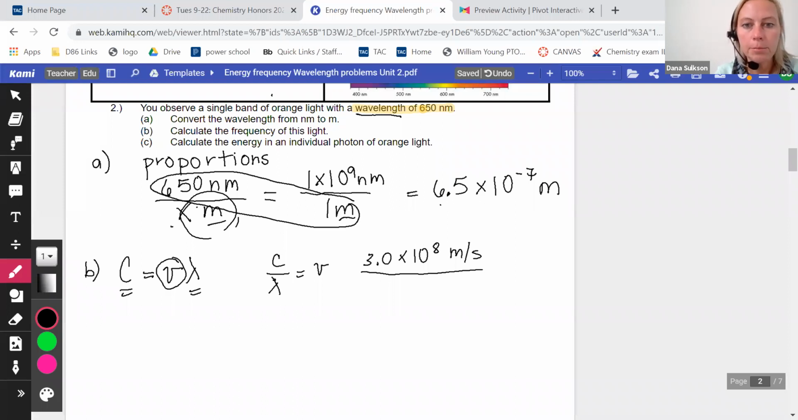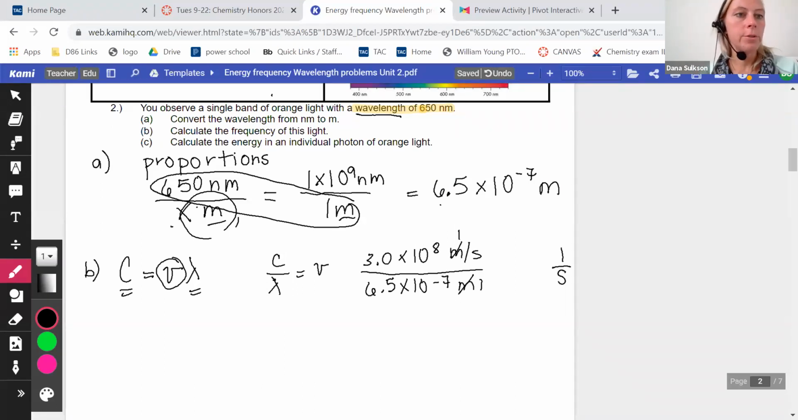Let's see, I'm going to place my value that I just calculated in meters. So now you'll notice I can cancel out meters, and my unit is actually 1 over seconds. Now I'm going to show you how to use your scientific notation on the calculator slowly. Some of you, no problem, you know it. I'm doing this for everyone.